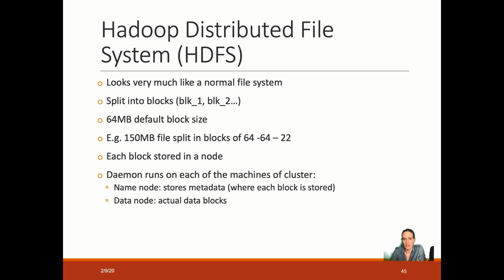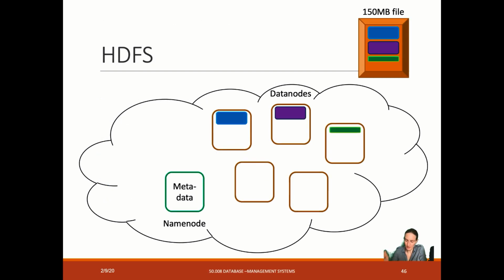Let's have a look at how this is actually done. We take our 150 megabyte file, and it is split into three blocks. Each block is stored on a different node or hard disk in our cluster. Now, there are daemons that keep track of where everything is stored. And we have metadata, which is stored on a name node, which will tell us where the different blocks of this file are.